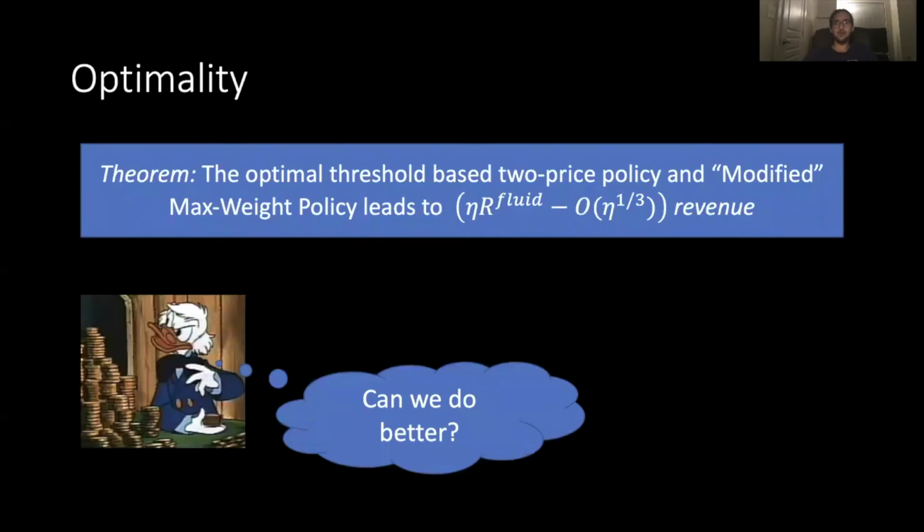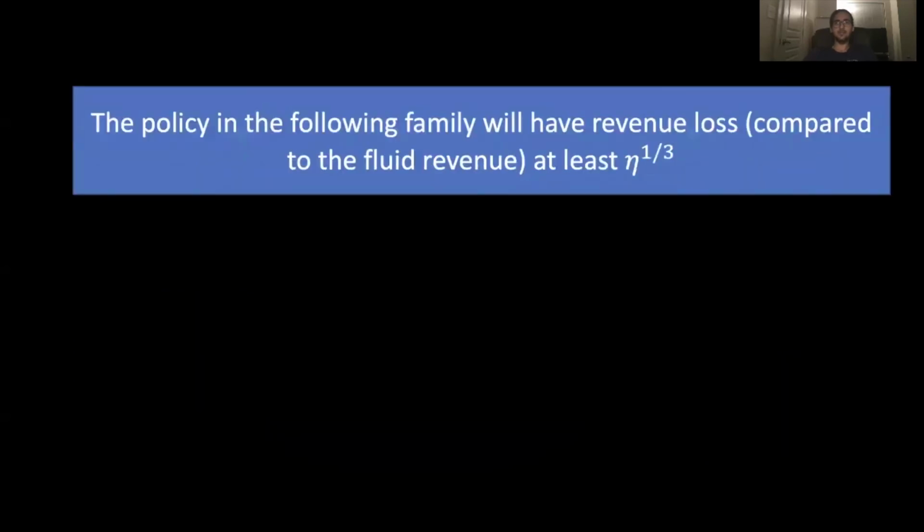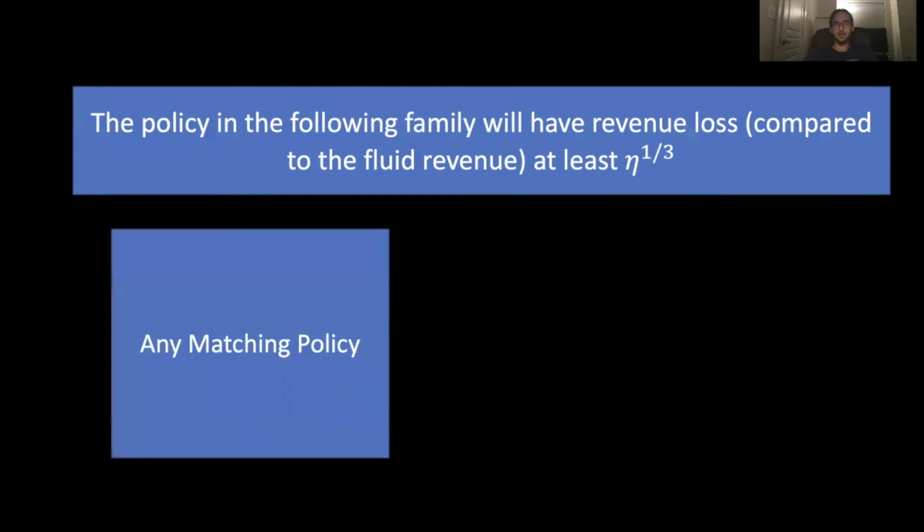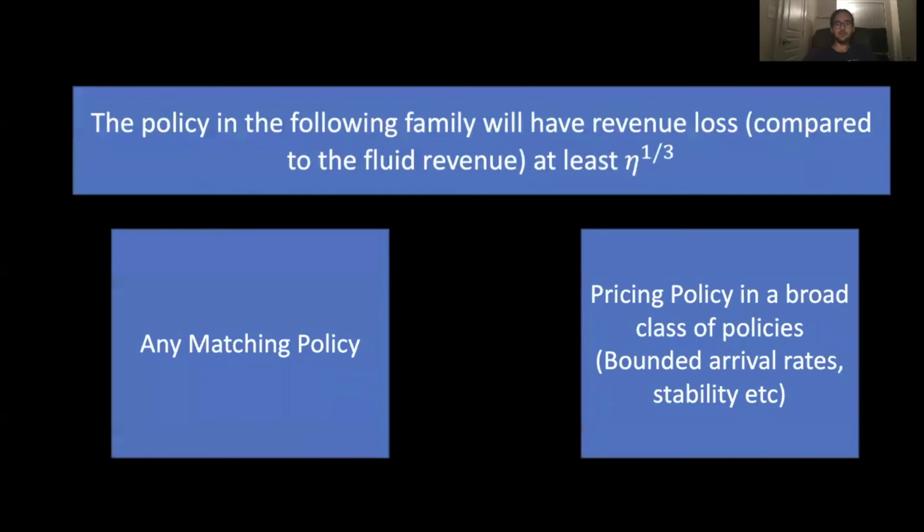A natural question to ask is, can you do better? Can you find a policy such that the rate of convergence is better than η^(-2/3)? The answer is no. This theorem exactly says that. It says that any policy in the following family will have revenue loss compared to the fluid revenue of at least η^(1/3). The family is any matching policy and pricing policy in a broad class of policies. We make some standard assumptions on this broad class, which includes bounded arrival rates, stability, etc. We don't go into the technical details of it. You can find it in the paper.